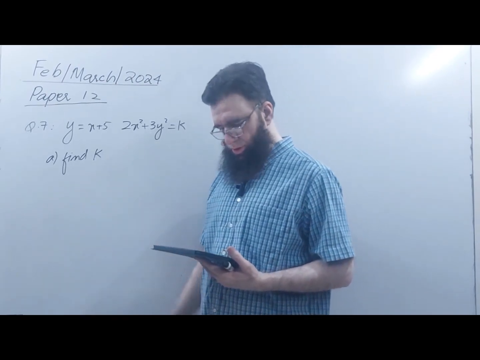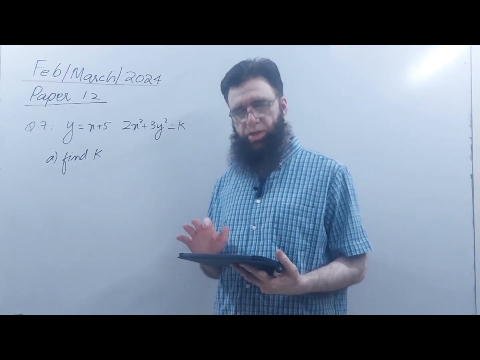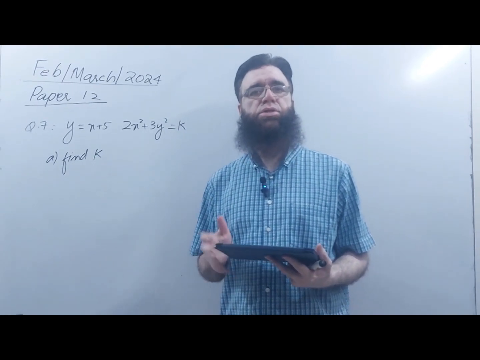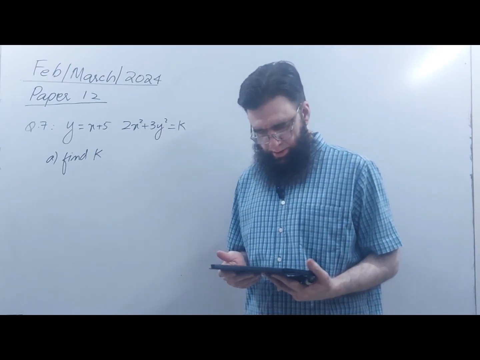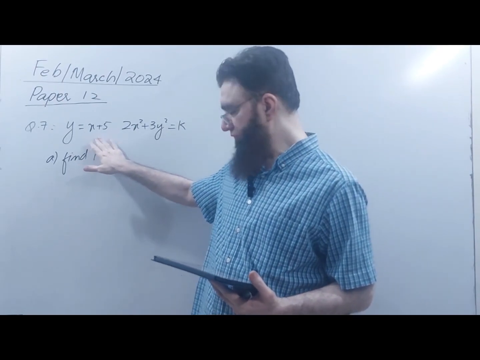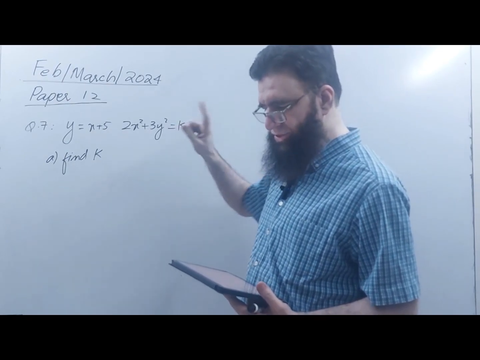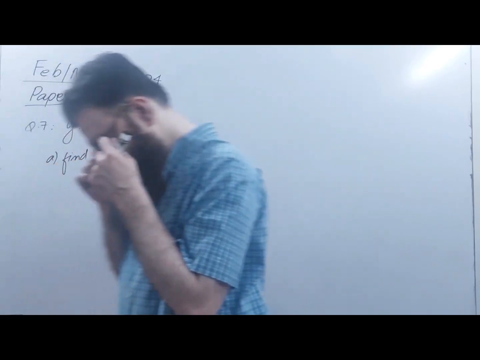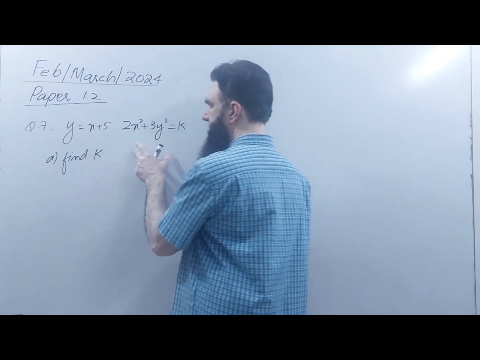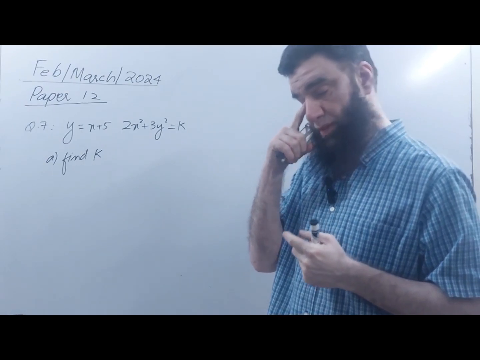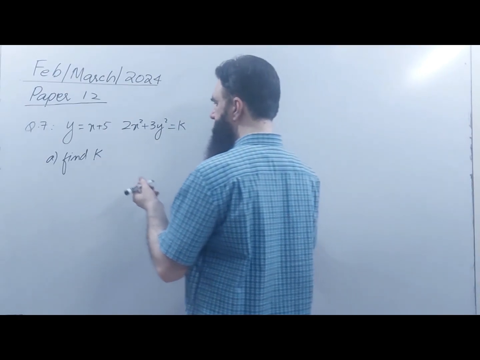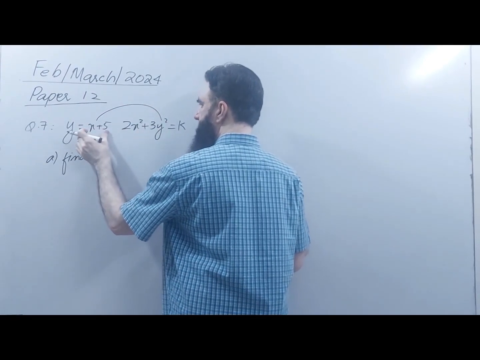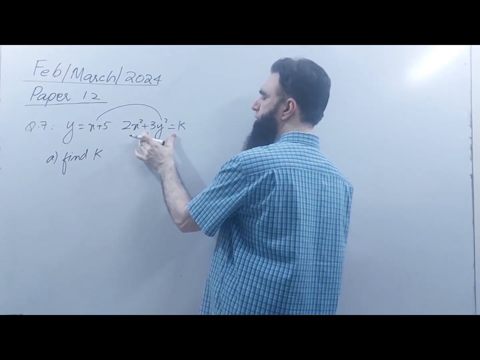In question number 7, I read it for you. The questions will be given in the description, and you can see them over there. The straight line y is equal to x plus 5 meets the curve at a single point P. Find the value of the constant k. This line and this curve meet at one point. So you put the value of y from the linear equation into the quadratic equation.